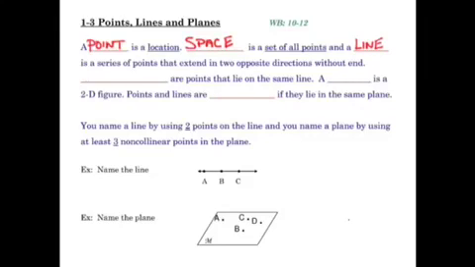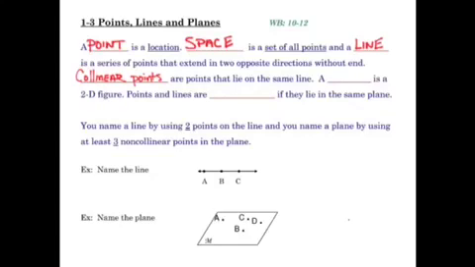A line is a series of points that extends in 2 opposite directions without ends. So sometimes people talk about a straight line. Well, a line is by definition straight. It's a bunch of points that are lined up, for lack of a better word, and it continues forever.